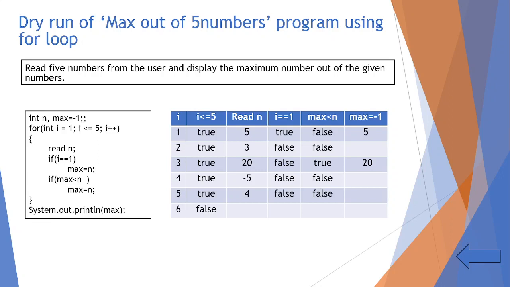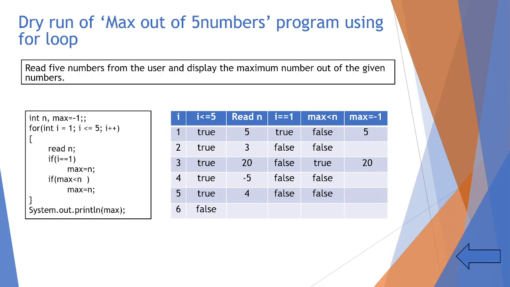Then the next condition is maximum less than n. The first time it is false because both of them are equal. So max would be 5. -1 is changed to 5. Now I is 2. Next time the user has given, let's suppose, 3 as the read n part. Now is I 1? No. Maximum has 5. Is maximum less than n? No, 5 is not less than n, so nothing happens. Maximum is not modified.